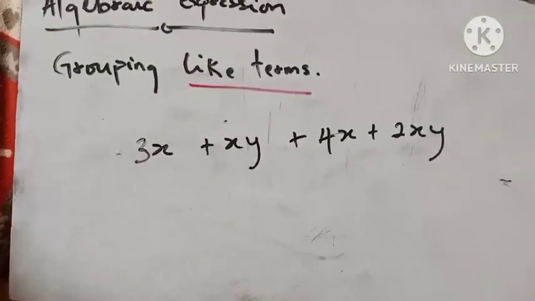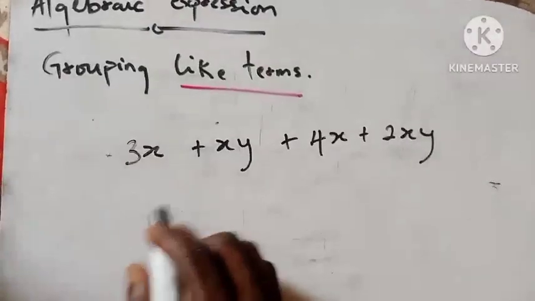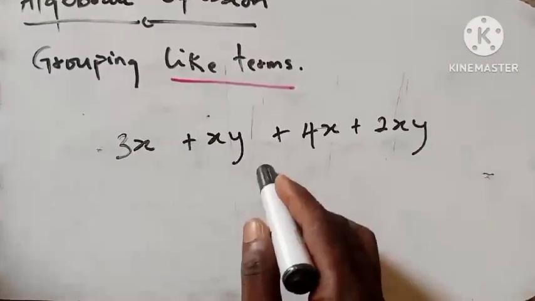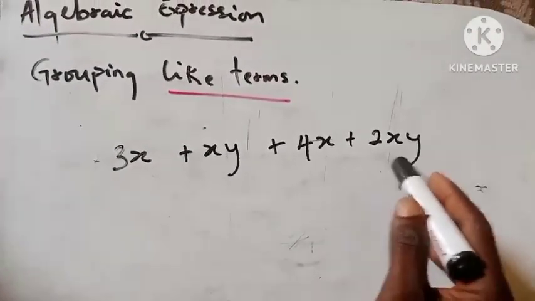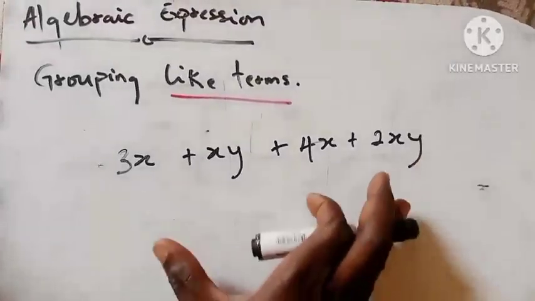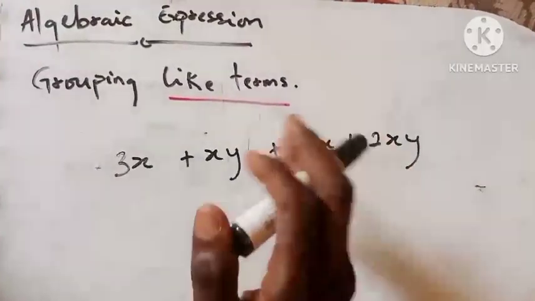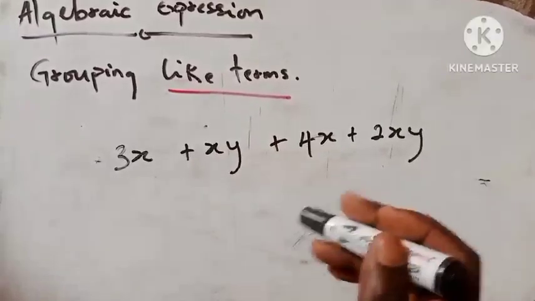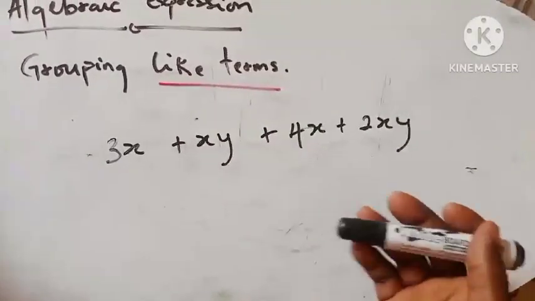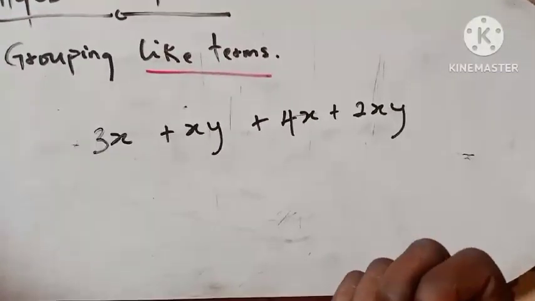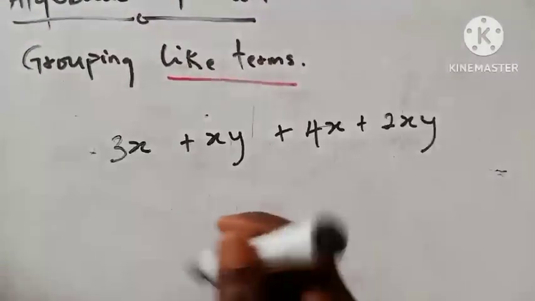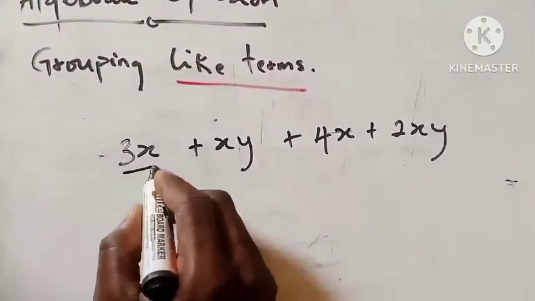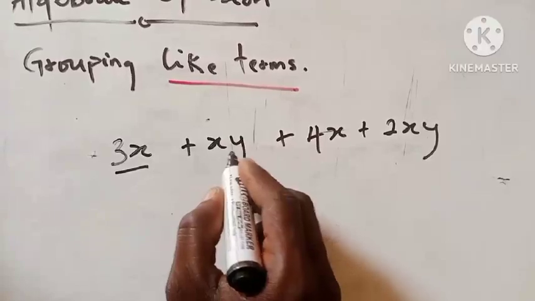This is something that we are having: 3x plus xy plus 4x and then plus 2xy. So you want to group the like terms. The meaning of like terms is those that are similar, right? Those that are the same. What I mean by the same here, pay close attention: you cannot add this 3x to this xy, right?